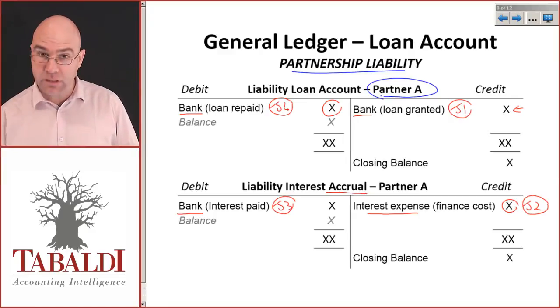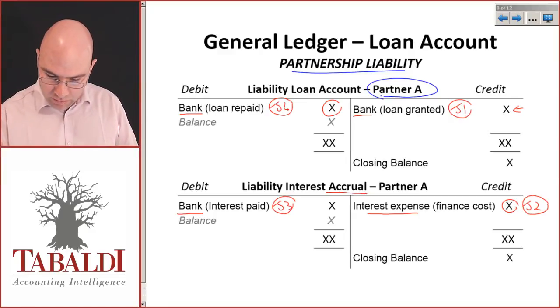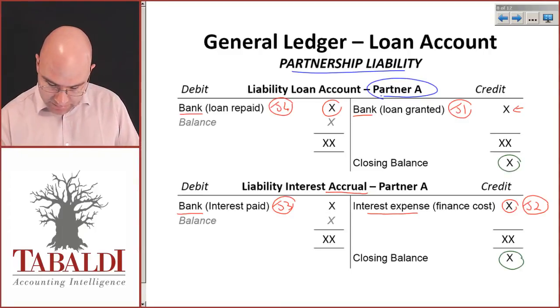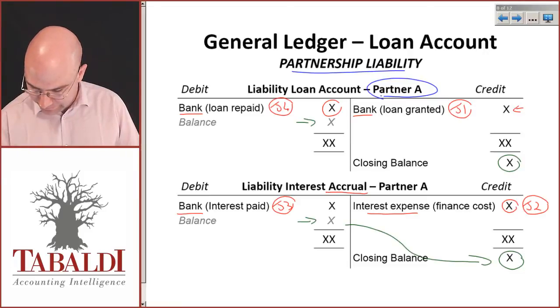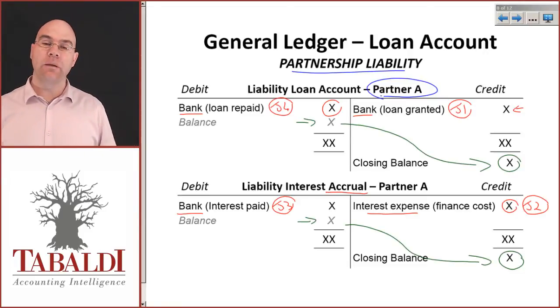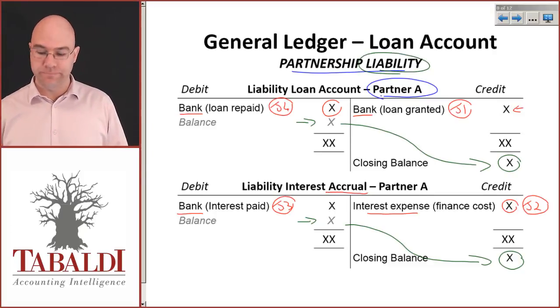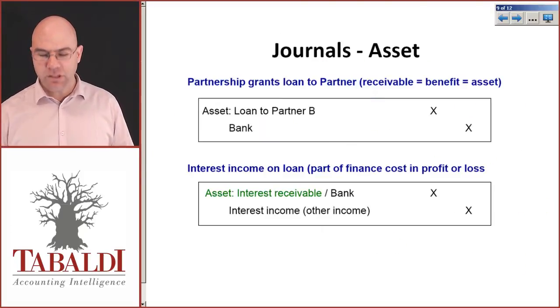And yes, we'll then have a closing balance. Take note here, all the closing balances are settled up. We do our little balancing figure, bring it forward, and we land up with a credit balance because we are dealing with a liability. Let's have a look at it the other way around.